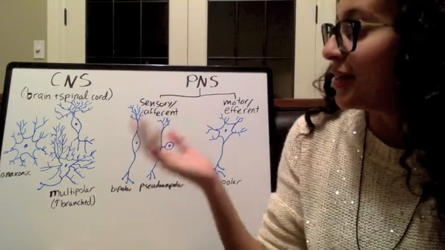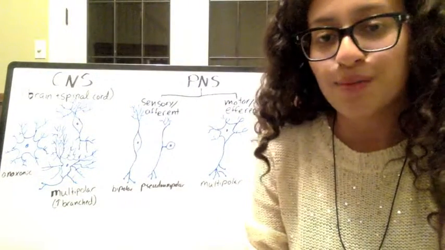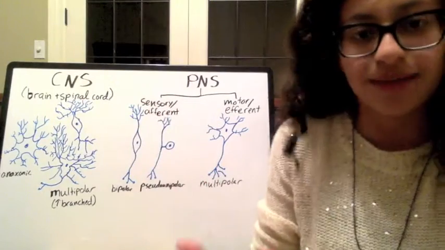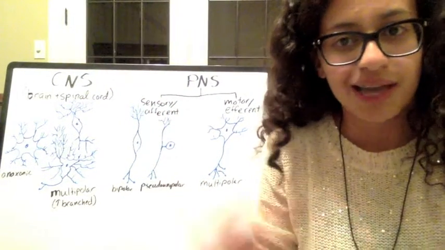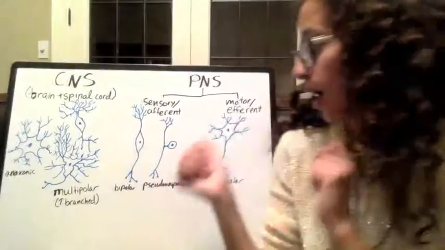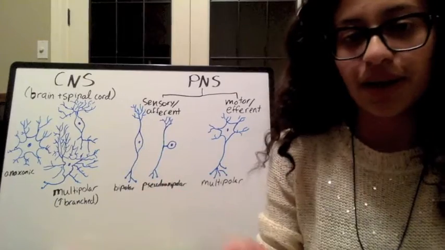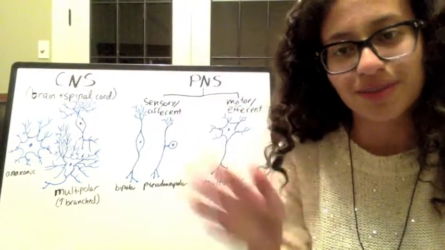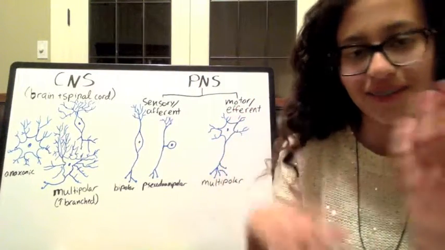And then in the central nervous system, we also have anaxonic neurons, which are pretty much just dendrites around the cell body, but it doesn't seem to have an axon. It's kind of like the odd one out. Within the peripheral nervous system, there's the sensory or afferent. I always think of afferent as going towards the central nervous system, so it's like, I'm coming, and then efferent is leaving, so it's like E for exit or something.